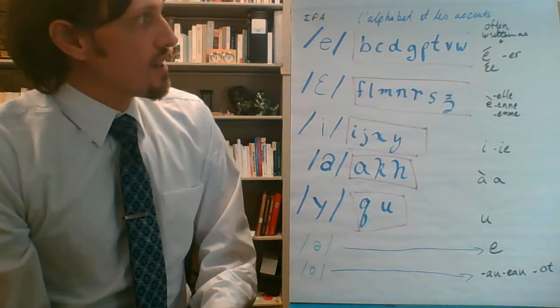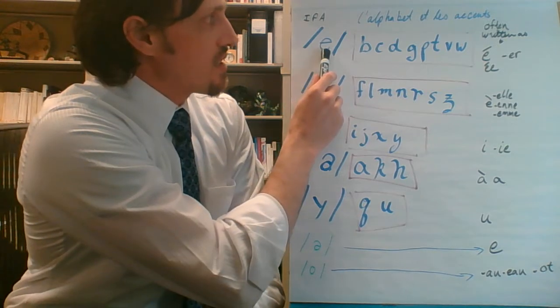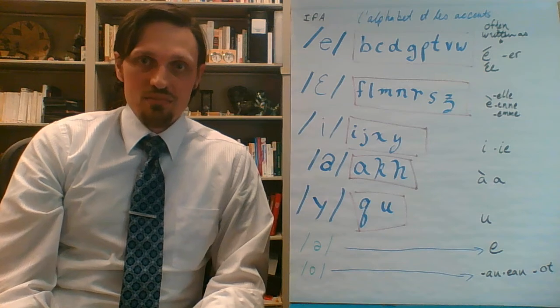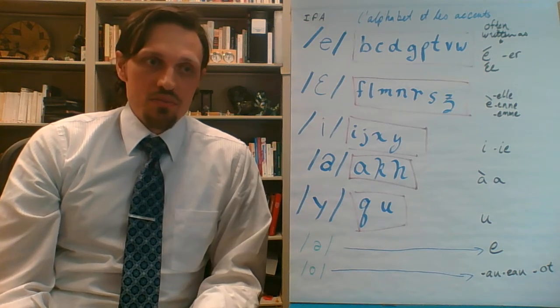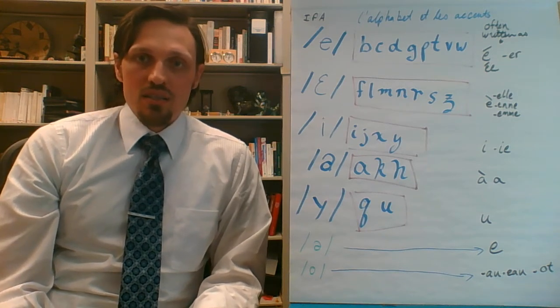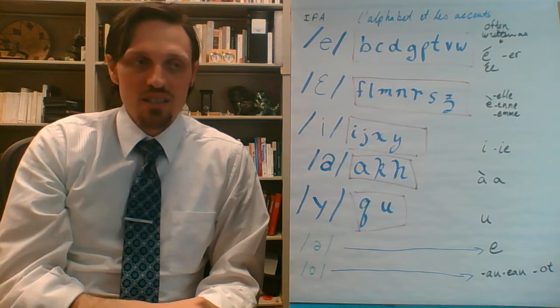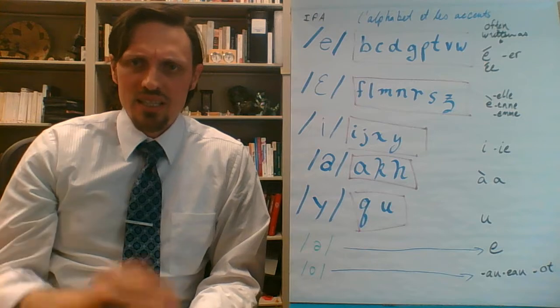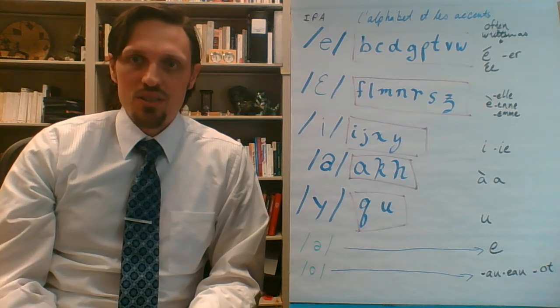So, this sound represents E. You can think about it as sort of smiling a little bit and having your tongue about midway and a little bit tense in your mouth, and you say E.